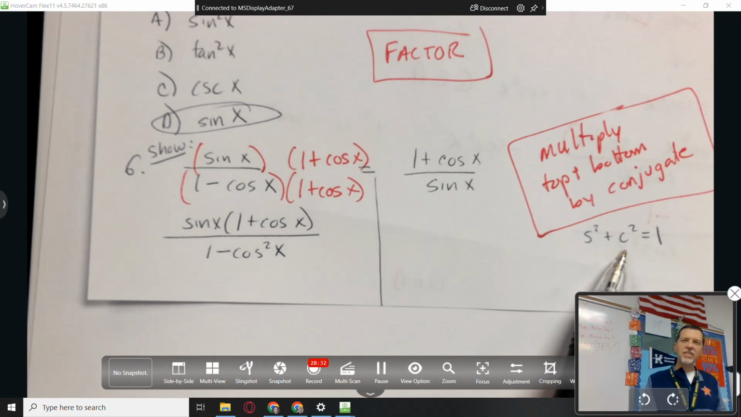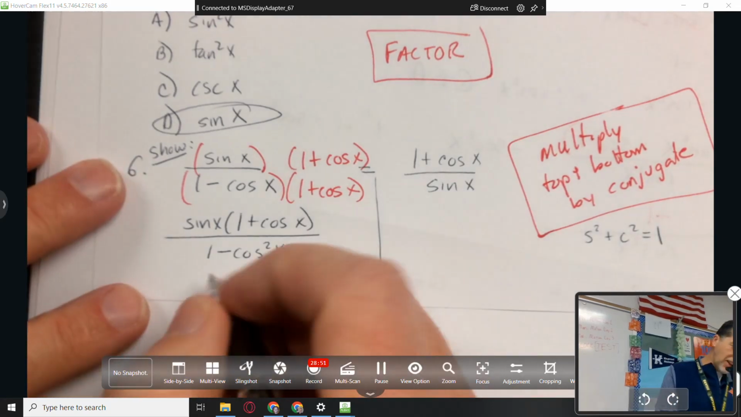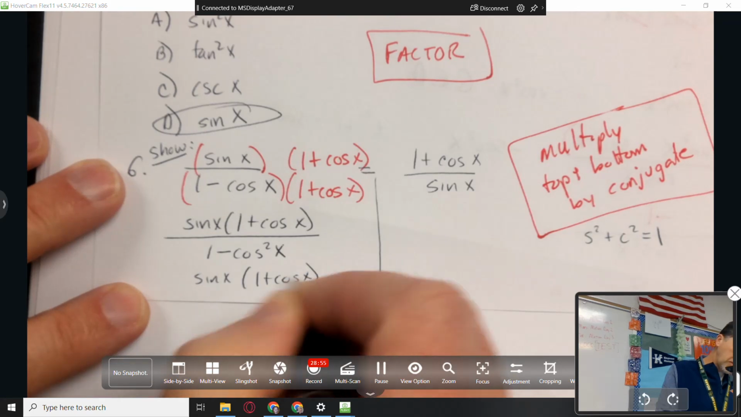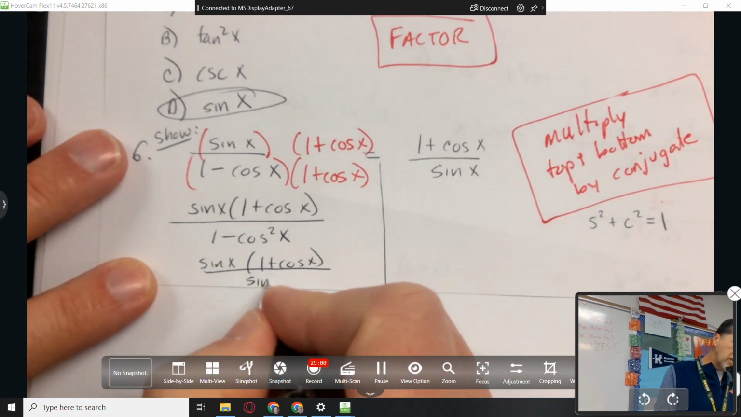Positive sign or negative sign? 1 minus cosine squared is equal to what? That's my question. If I rearrange this to get 1 minus cosine squared, what does 1 minus cosine squared equal? Sine squared. So in place of 1 minus cosine squared, I put sine squared.